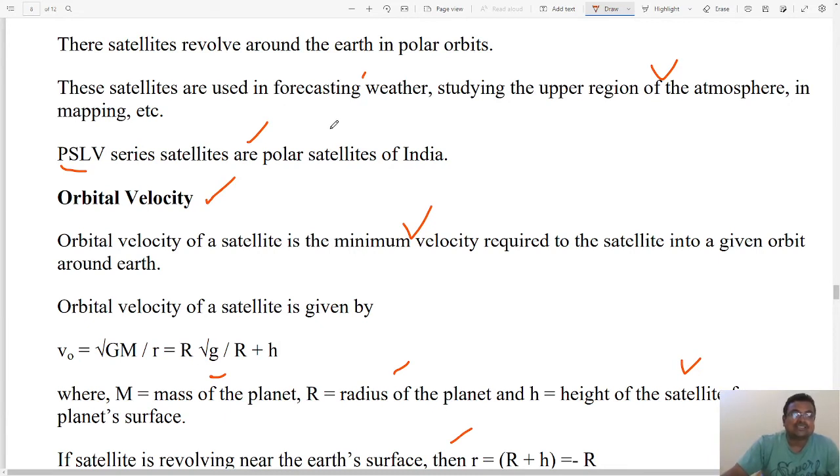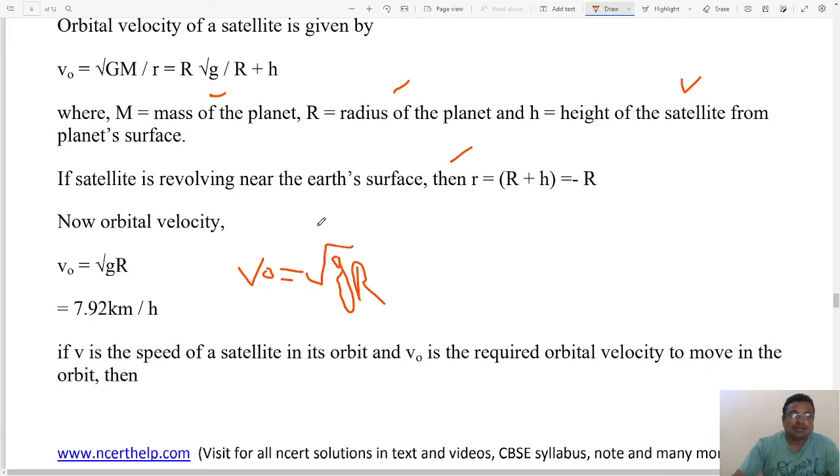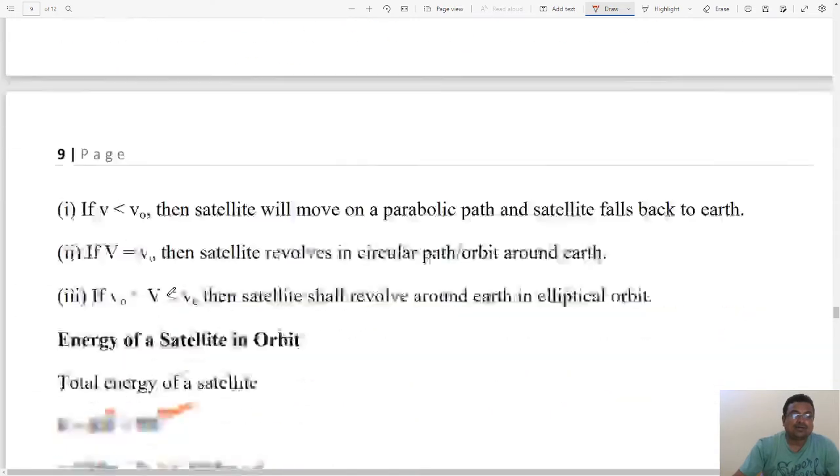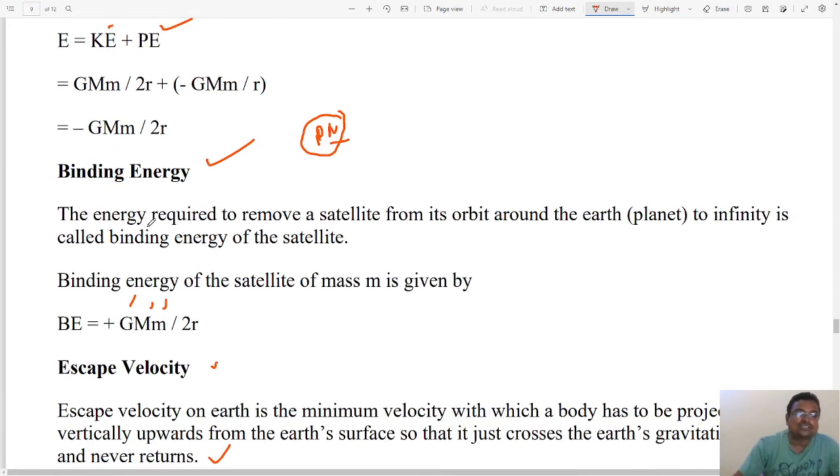Orbital velocity of a satellite is the minimum velocity required to put a satellite into a given orbit. The minimum velocity required for a satellite in an orbit to revolve. So the orbital velocity is 7.9 kilometer per second. Now about the energy of the satellite. Total energy of a satellite is the sum of kinetic and potential energy.